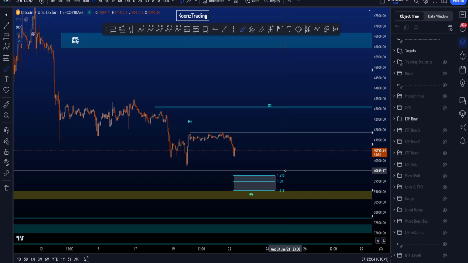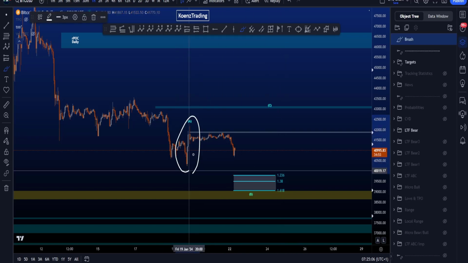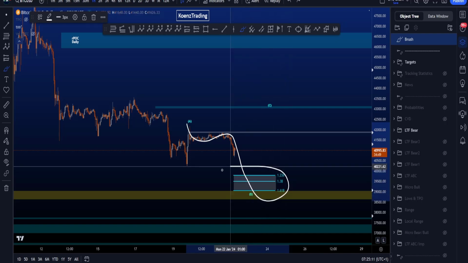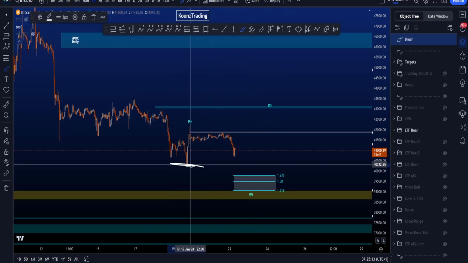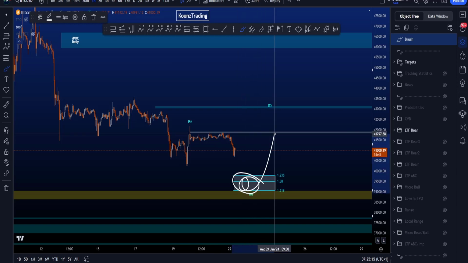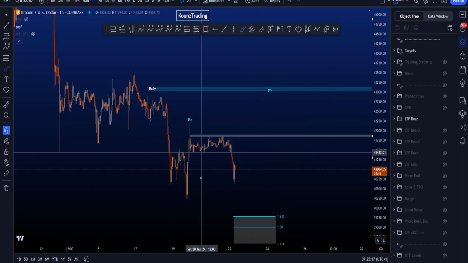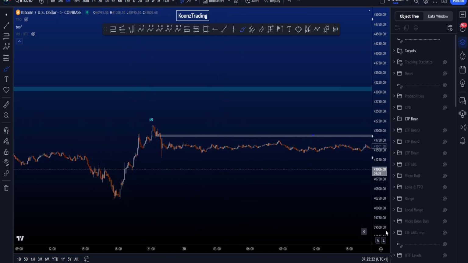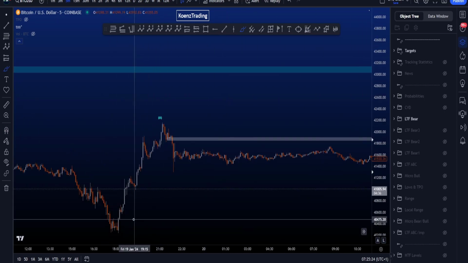In this scenario, we are looking for a flat structure, a 3-wave structure to the upside in a wave A, looking for a corrective structure to the downside in a wave B to grab this low again, create a strong low, and then we're moving to the upside in a wave C. In this scenario, this move to the upside here has to be a 3-wave corrective structure.